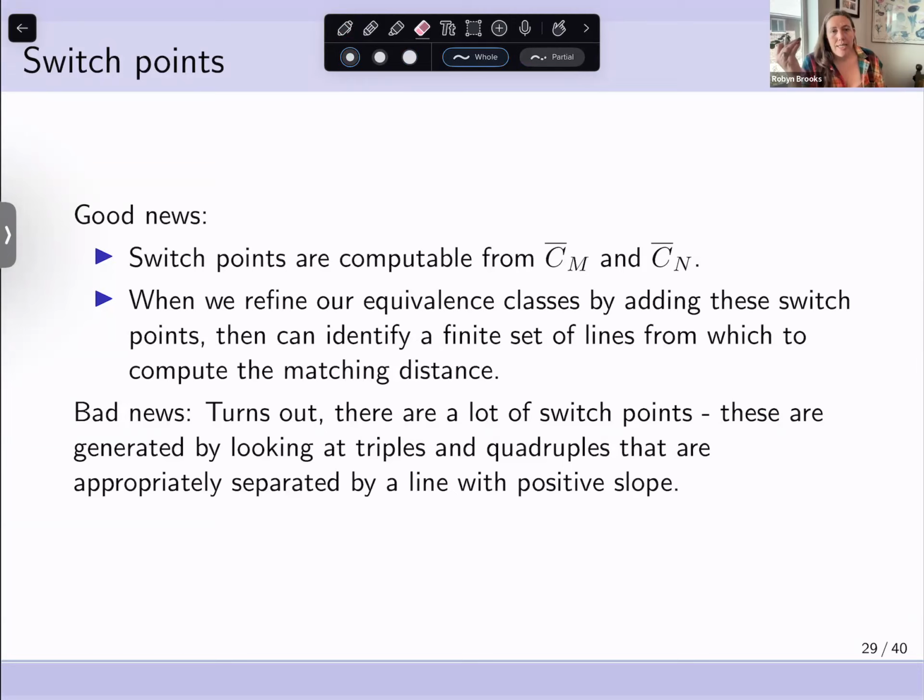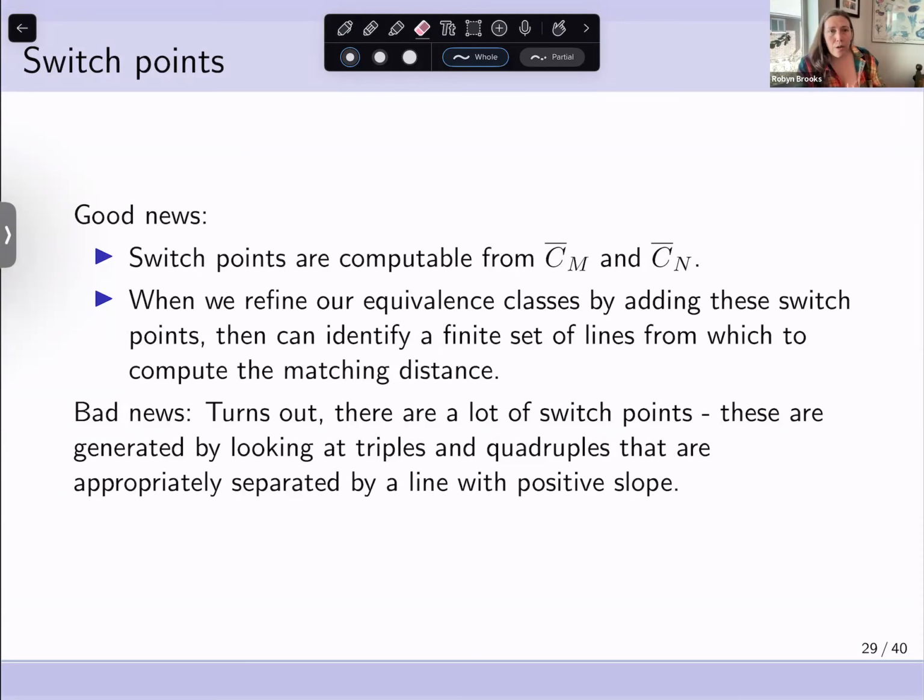The bad news is that it turns out there are a lot of switch points. Our only input is the critical values themselves, not information about how these points relate and generate points in the persistence diagrams along lines. So we can't really rule out any quadruples or triples with that module-specific information, right? And similarly, we can't know if a particular quadruple is going to generate an optimal matching. We just know that matching them would have some cost, and maybe that cost is equal to another cost.